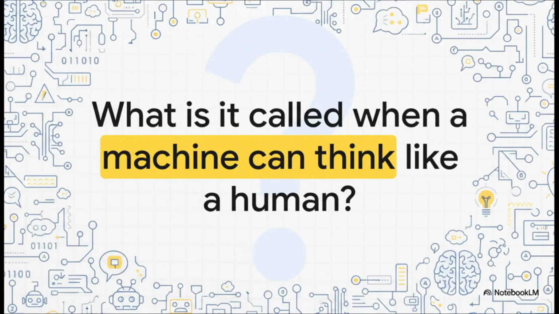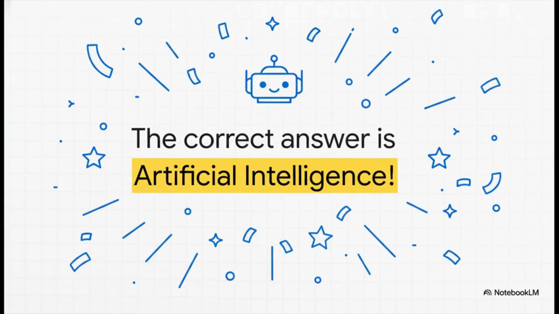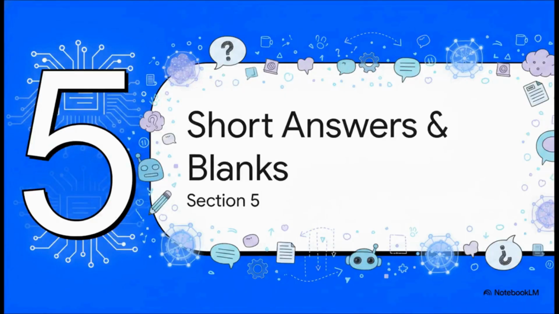What is it called when a machine can think and learn like a human? Is it A, human intelligence, B, artificial intelligence, or C, natural things? What do you think? If you yelled B, artificial intelligence, you absolutely nailed it. Great job. That ties perfectly back to our very first definition of what intelligence is, just specifically applied to a machine. Let's keep this momentum going into section 5, short answers and blanks.